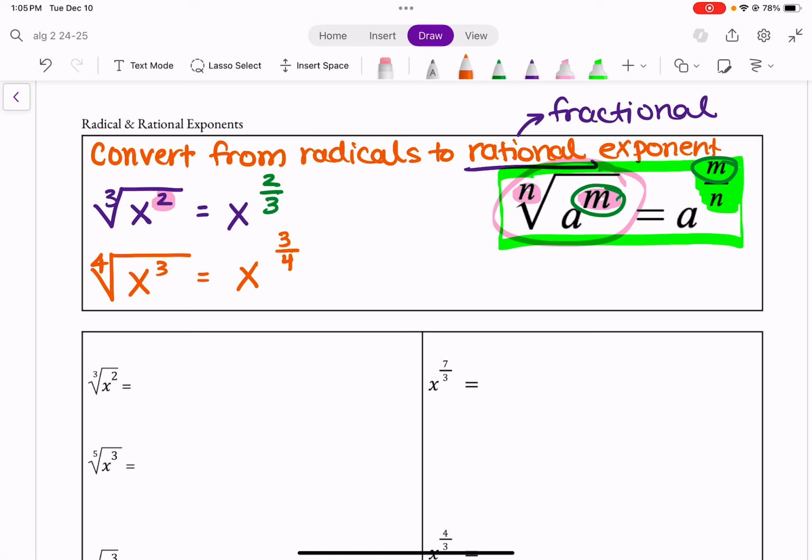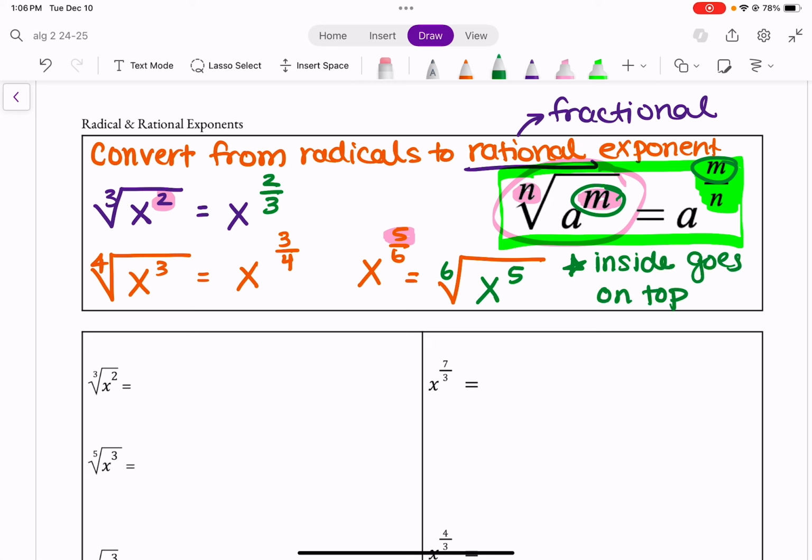Similarly, if I have it the other way, let's say I have x to the power of 5 over 6. The top goes on the inside, so x to the 5th goes on the inside, and this 6 goes on the outside. So the biggest thing to remember is inside goes on top. Okay, whatever is inside the radical, that goes on the top of the fraction.